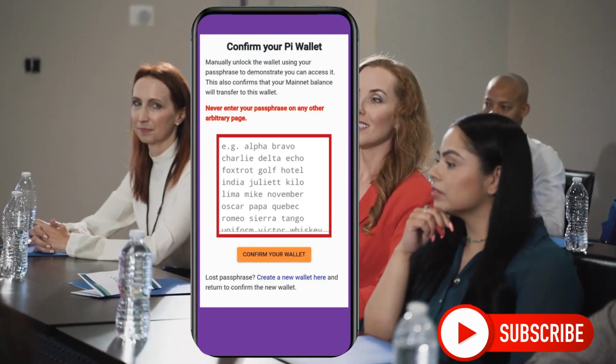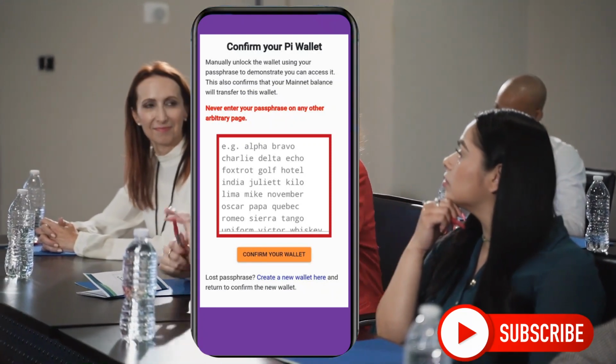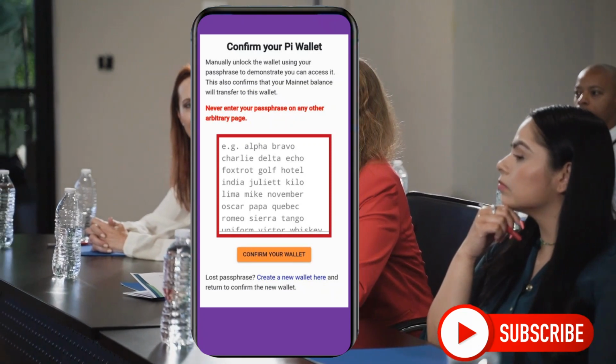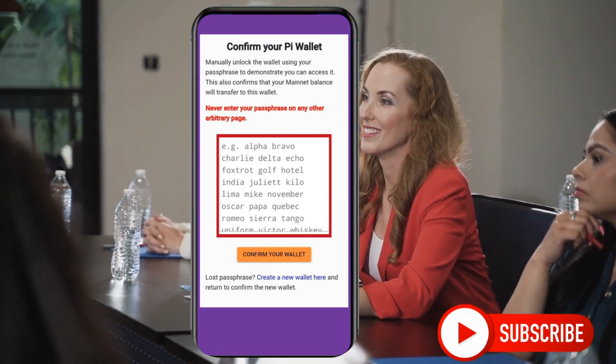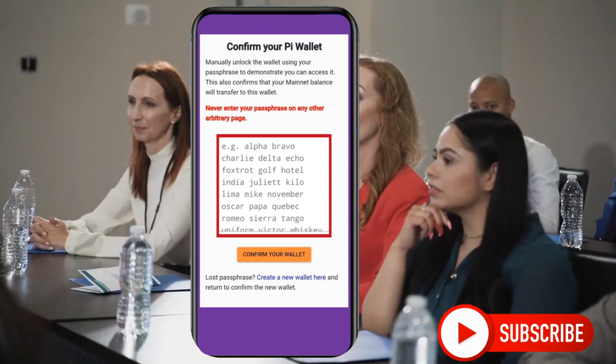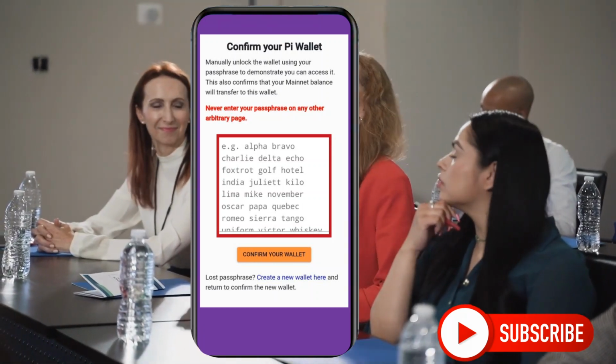When confirming your wallet on the blockchain, you will be required to enter the passphrase in the provided box. This is to ensure that you still remember your passphrase, or at least have access to the passphrase.